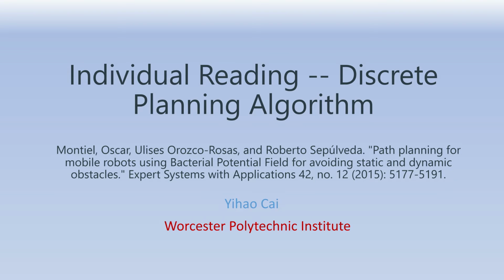Hello everyone, this is my individual reading part, whose topic is about discrete planning algorithms. The specific topic I have chosen for the homework is path planning for mobile robots using bacterial potential field for avoiding static and dynamic obstacles. And here we go.